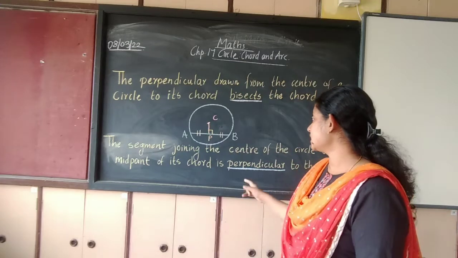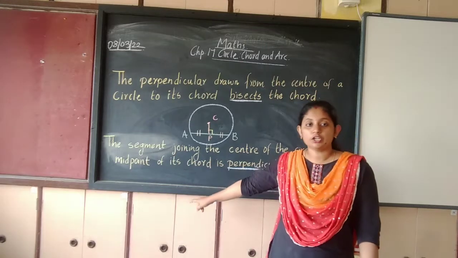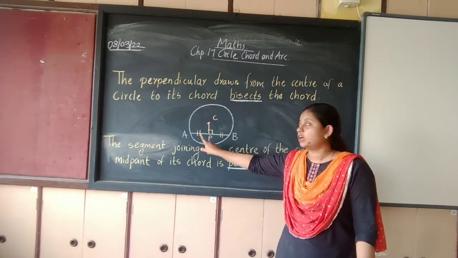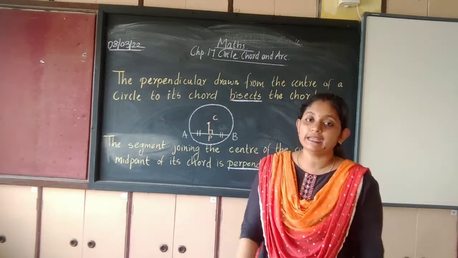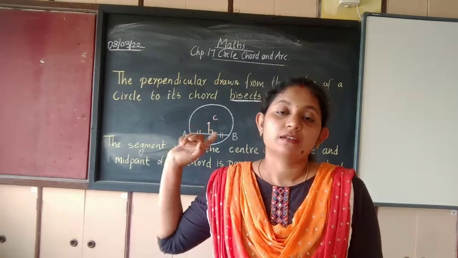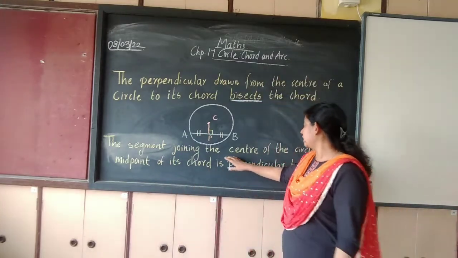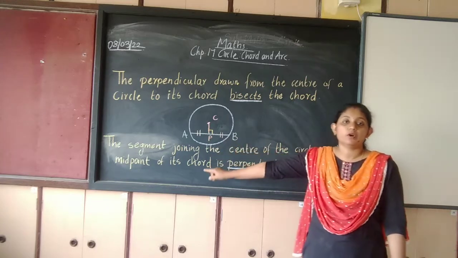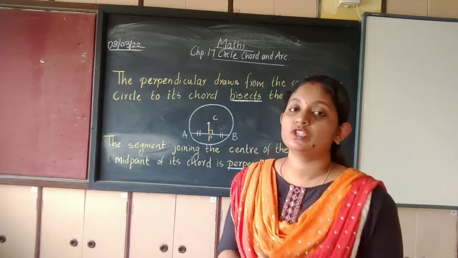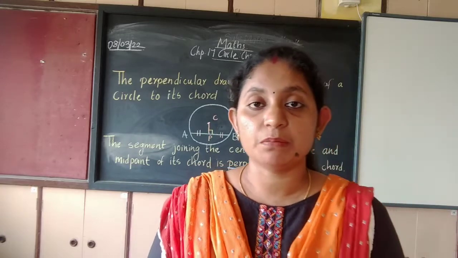The second one was: the segment joining the center of the circle and the midpoint of the chord. If a straight line is drawn, it will always make exactly 90 degrees, not less than 90, not more than 90. Ninety degrees is what we call perpendicular. So the segment joining the center of the circle and the midpoint of its chord is perpendicular to the chord. These are the two important properties you need to keep in mind. And now we shall begin with practice set 17.1.